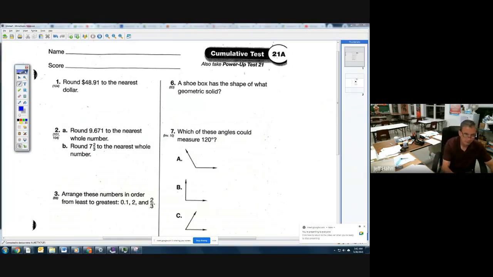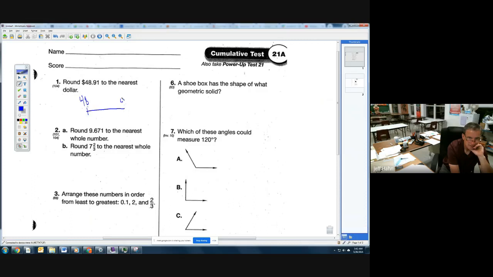Let's do this. Round $48.91 to the nearest dollar. Well, that should not be too hard for you. You know that it has to fall between $48 and $49. And since this is 91 cents, you know it's way over here. So to the nearest dollar, which is the same as the nearest whole number, it would be $49.